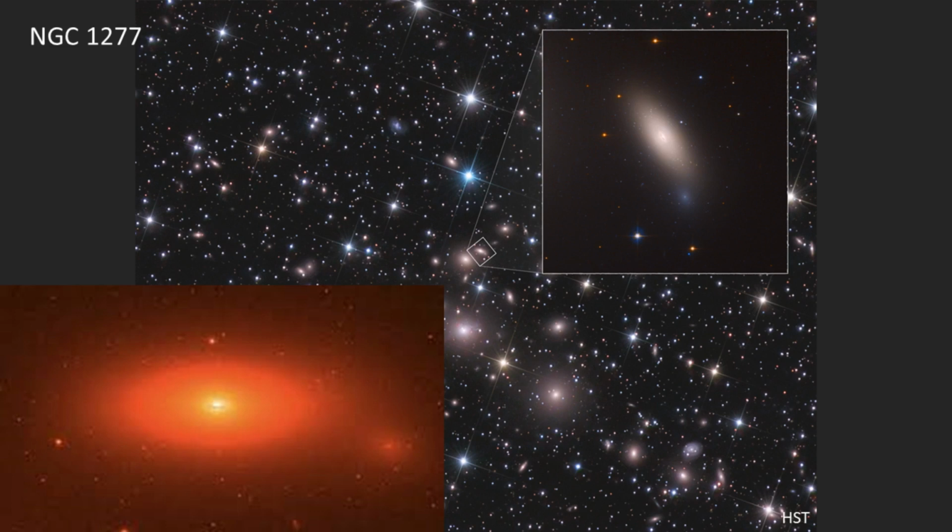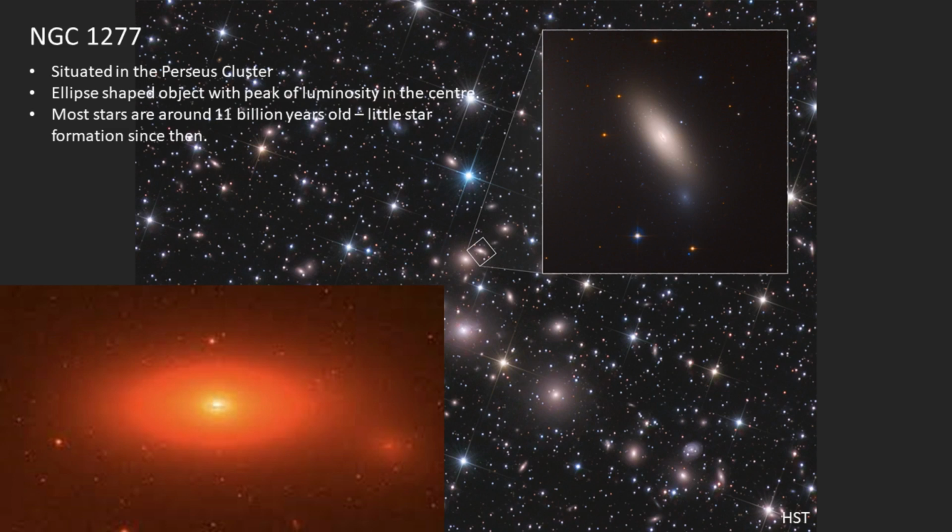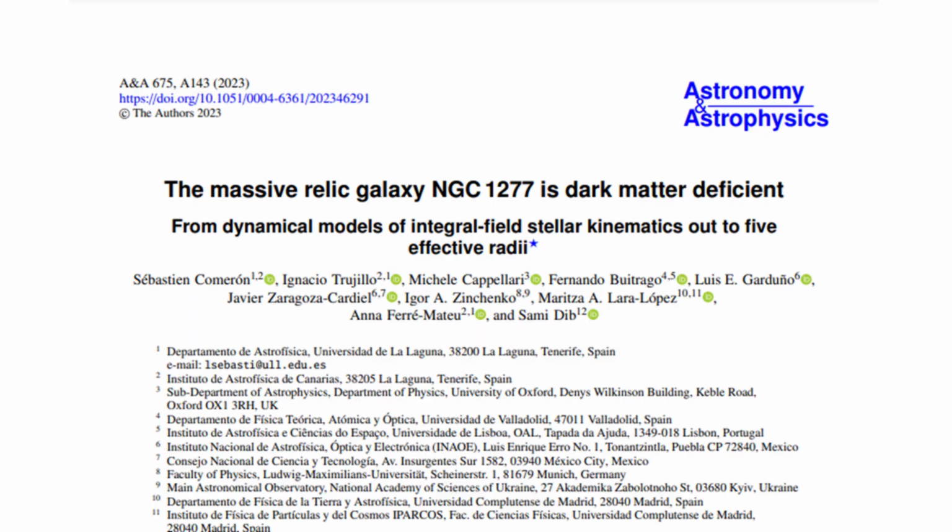This is NGC1277. It's situated in the Perseus galaxy cluster. It's an ellipse-shaped object with a peak of luminosity in the centre. Most stars in the galaxy are around 11 billion years old, and there's been little star formation since then. This is the paper that's made the news.